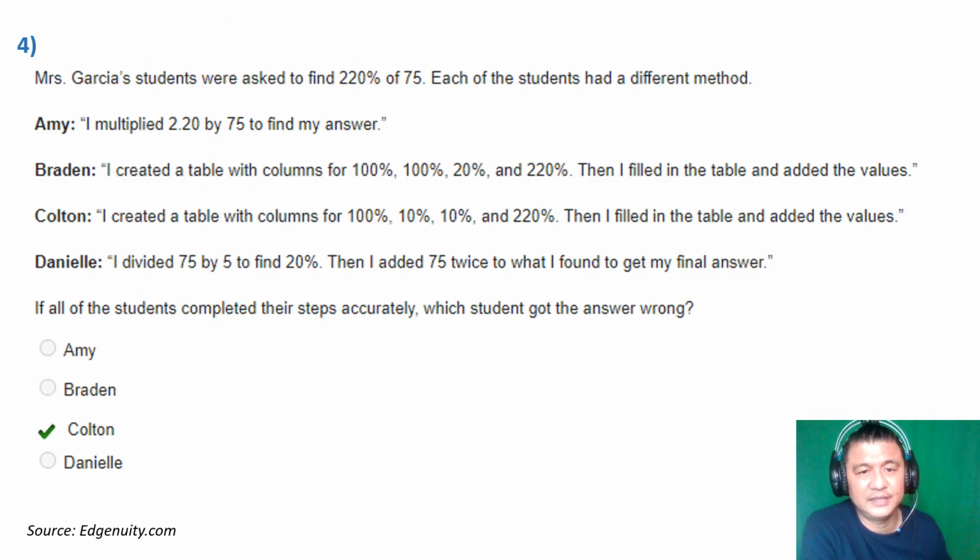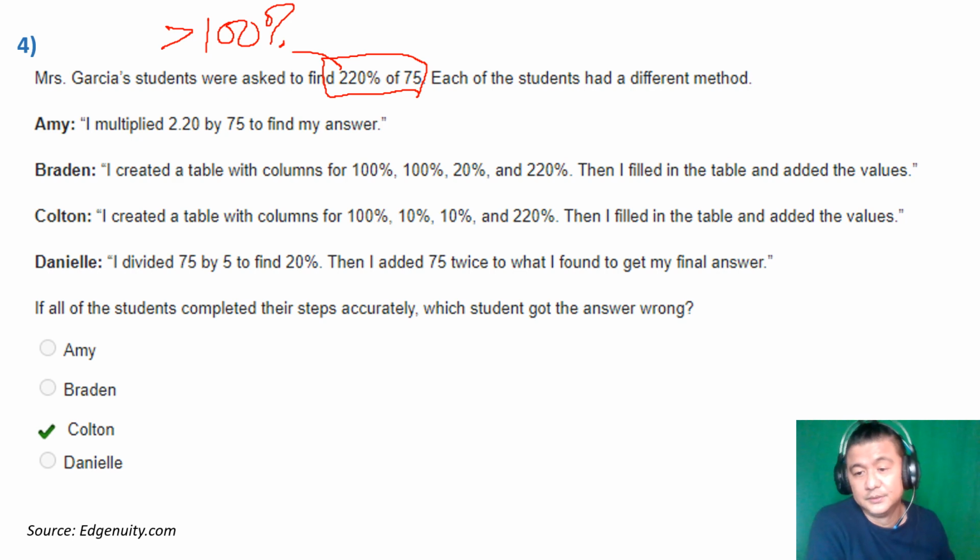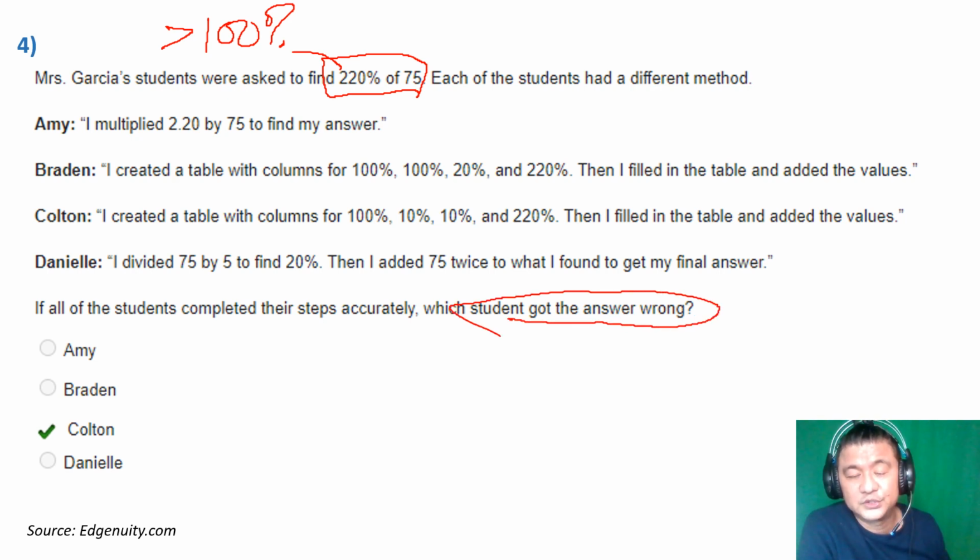All right, for the last problem, Mrs. Garcia's students were asked to find 220% of 75. You know that 220% is greater than 100%, so that's more than one bar. Each of the students had different methods. All of the students completed their steps, and which student got the answer wrong? So we want to know which is incorrect.